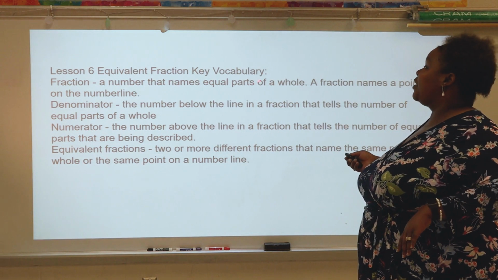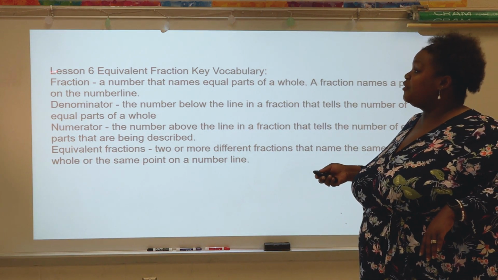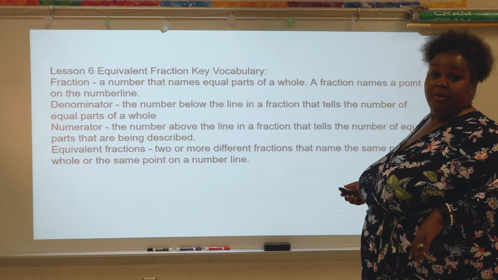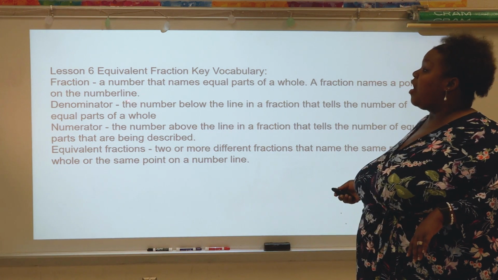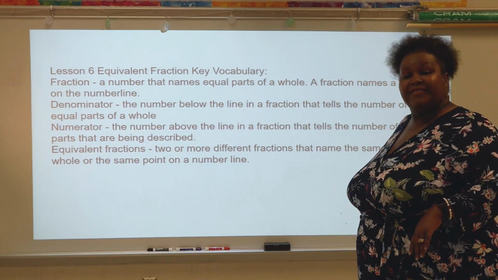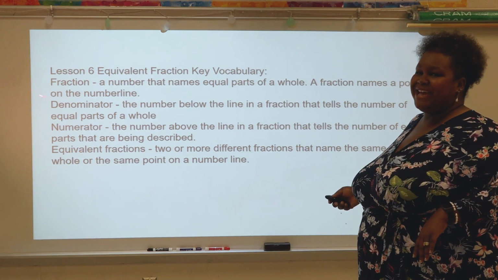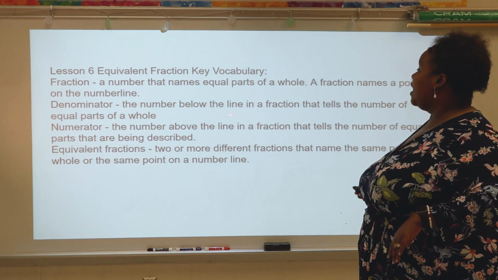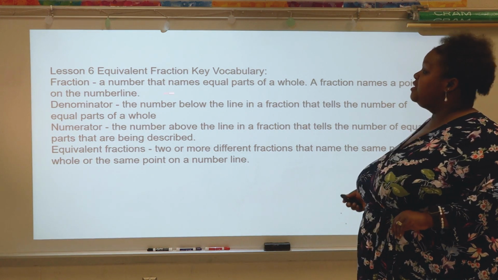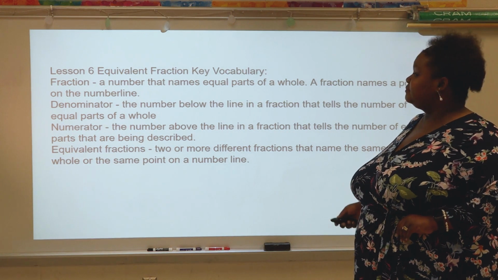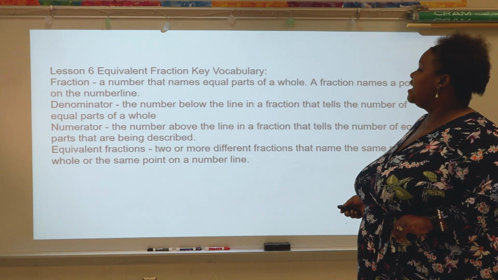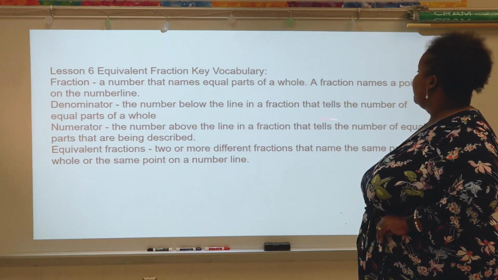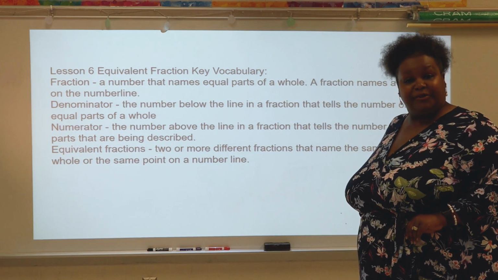Equivalent fraction key vocabulary. I'm going to start with the word fraction. Fraction, a number that names equal parts of a whole. A fraction names a point on the number line. My next vocabulary word, denominator. You've heard that word before, denominator. The number below the line in a fraction that tells the number of equal parts of a whole. Numerator, the number above the line in a fraction that tells the number of equal parts that are being described.